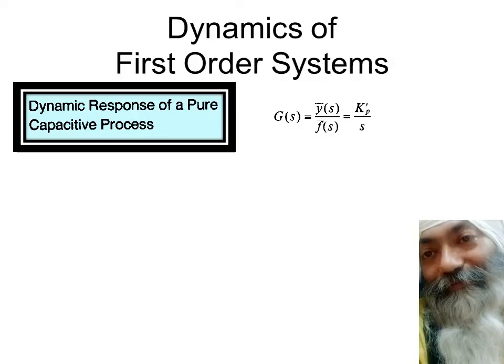We are back, and this time we shall be discussing the dynamics of first order system. We have already modeled first order system, and in first order system we had modeled the first order lag system as well as the first order pure capacitive process. Dynamics means how things change with time, how things behave given any kind of input.